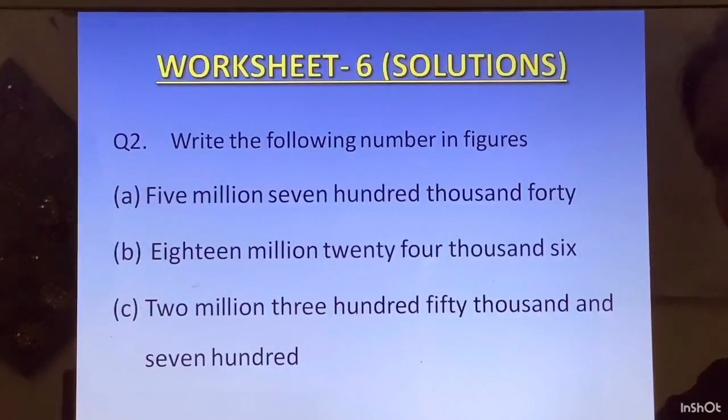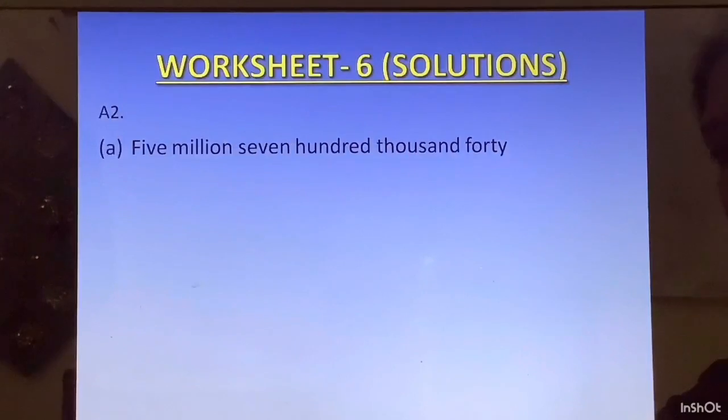Question number 2. Write the following numbers in figures. A. 5,700,040. So first, the units we will take. In units we have only 40. And units has 3 places: ones, tens, hundreds. So it will become 040 in the units place.